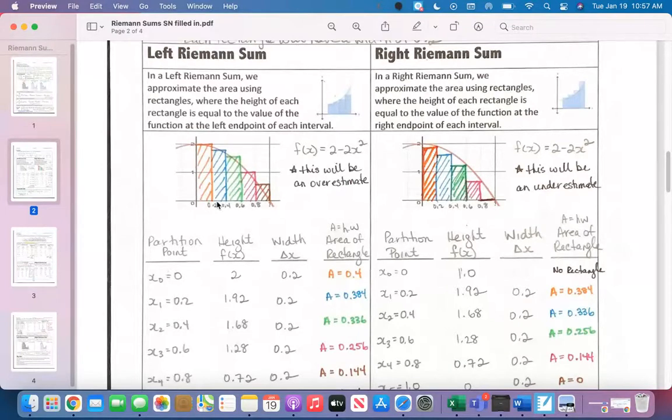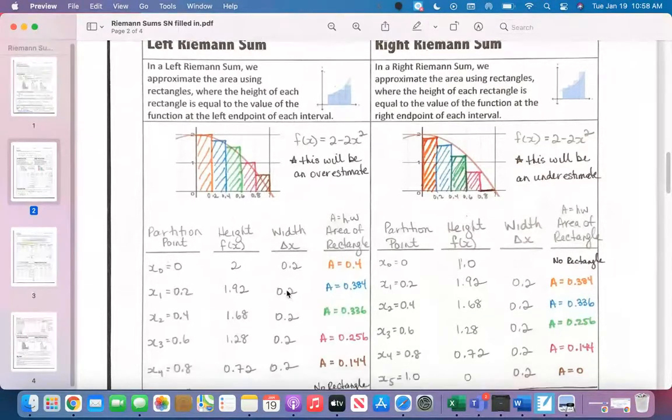And then I did that again here. So for my blue rectangle, here's my left endpoint at 0.2. I sub that into my function, and I get 1.92. So for this entire rectangle, my height is 1.92 for that whole 0.2 width. And then again, for my green rectangle, I've got a height of 1.68 when I sub in 0.4, my left endpoint. Here, my left endpoint of 0.6 gives me a height of 1.28. And here, my left endpoint of 0.8 gives me a height of 0.72.